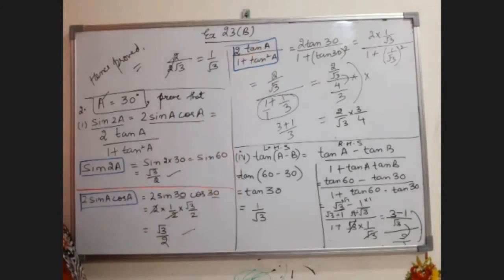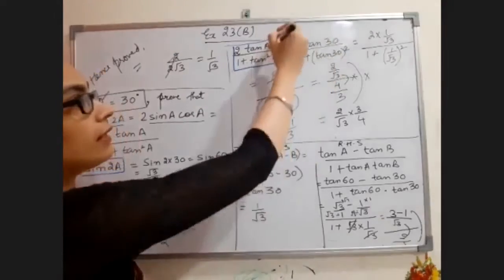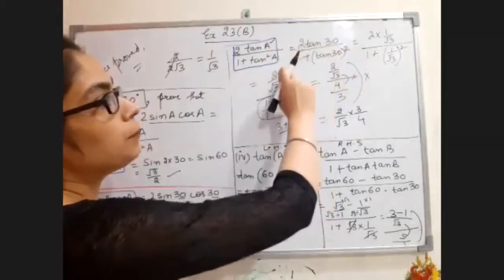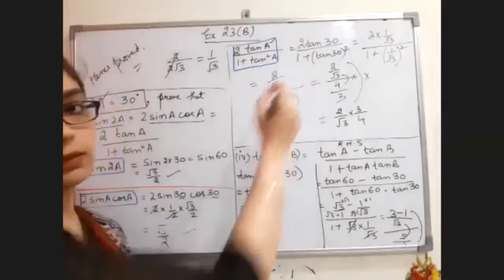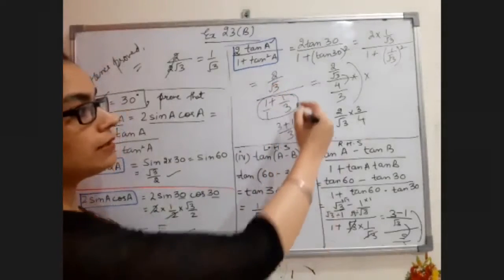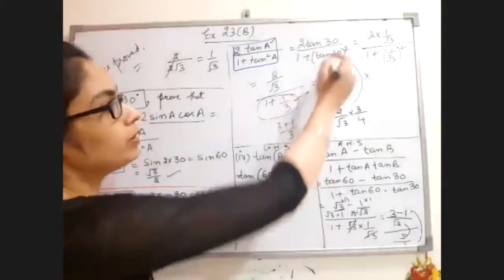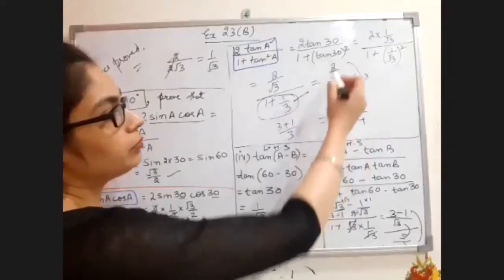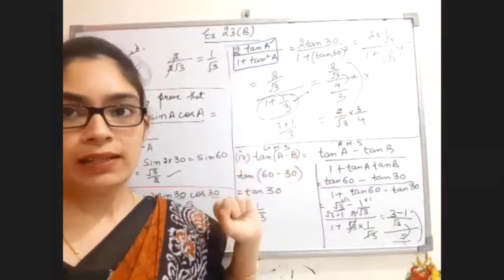Now let's check for the third part. Third part is 2 tan A by 1 plus tan square A. It is equal to 2 tan 30. See again, in place of A, we have to substitute its value as 30. So 2 tan 30 upon 1 plus tan square 30. That is 2 by root 3 upon 1 plus 1 by 3, because it is a square. So when we square, it will become 1 by 3. After taking the LCM, I got 2 by root 3 upon 4 by 3. Is this step clear? Or any doubt till here?